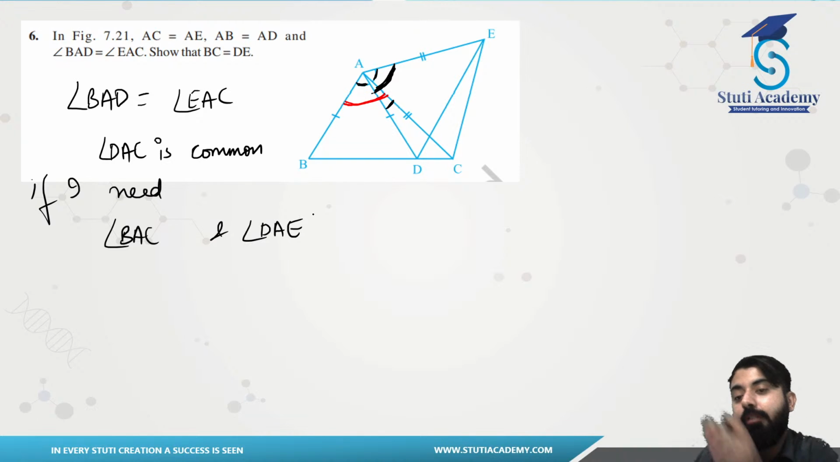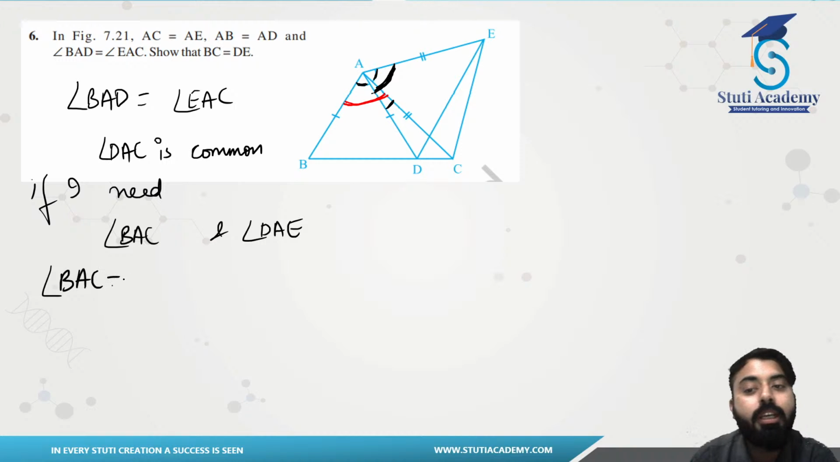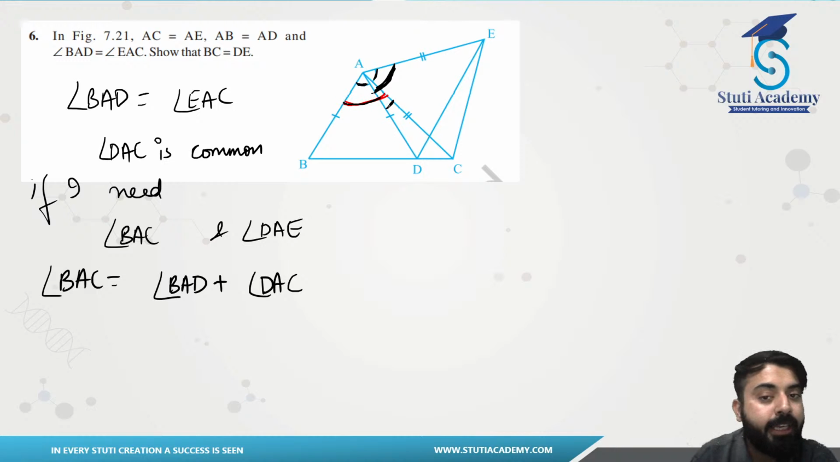In order to have angle BAC, I need to have what? You guys see, angle BAC is what? Angle BAC is angle BAD plus angle DAC, right? If I add angle BAD and angle DAC, I will be getting what? I will be getting BAC. See, angle BAD, which is this one, angle DAC, which is this one. So if I add these two, I will be getting what? I will be getting angle BAC.